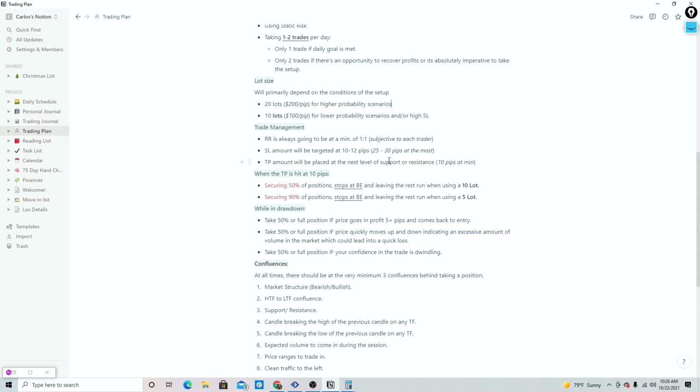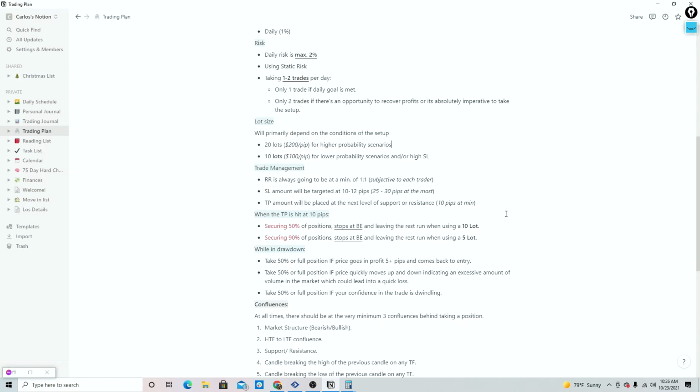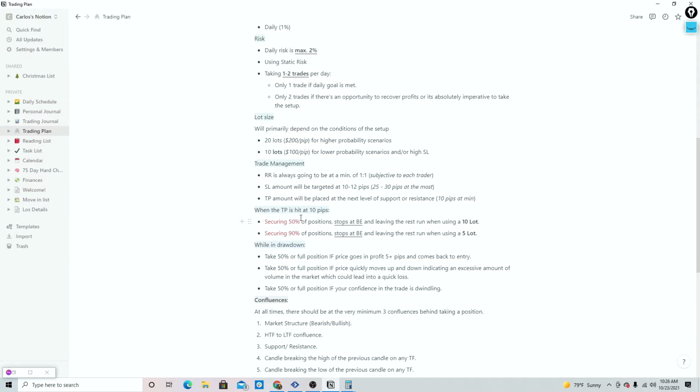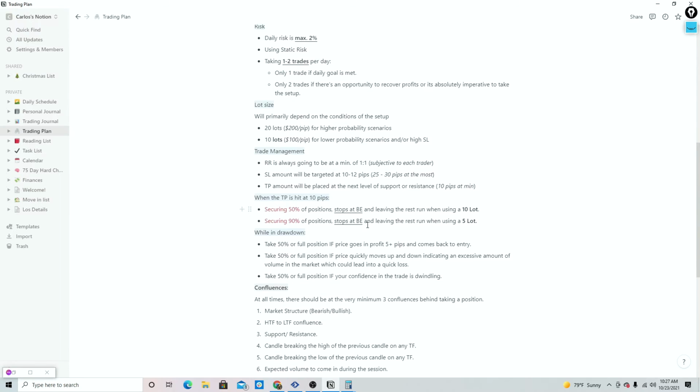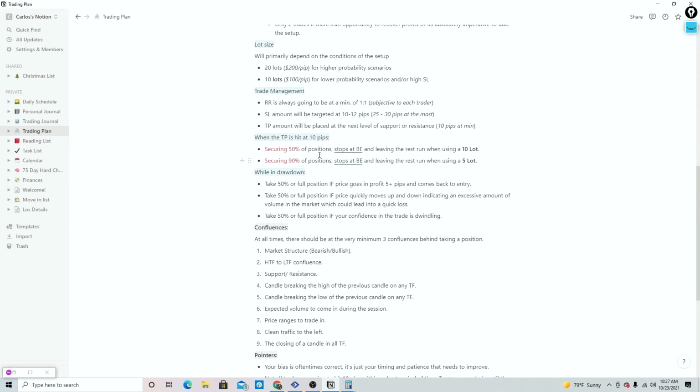And it's just like how I said with the risk to reward, I don't really focus on risk to reward like that, right? Other than just finding the next level of support or resistance that price may go to. So these are my rules that I wrote down a really long time ago. When TP is hit at 10 pips, securing 50% of positions, stops at break even, and leaving the rest to run when using a 10 lot. So we're going to change that.